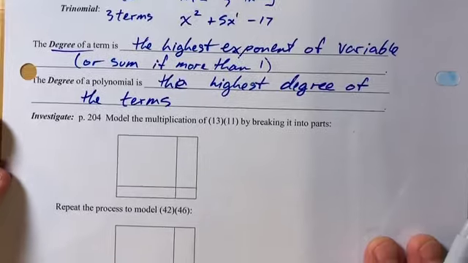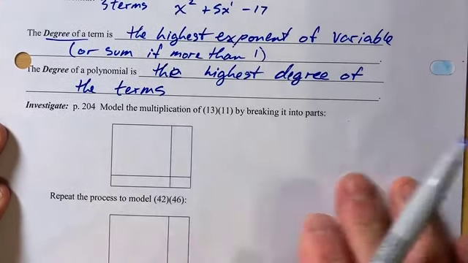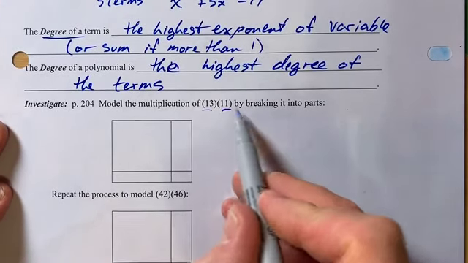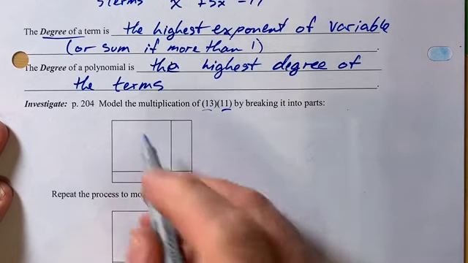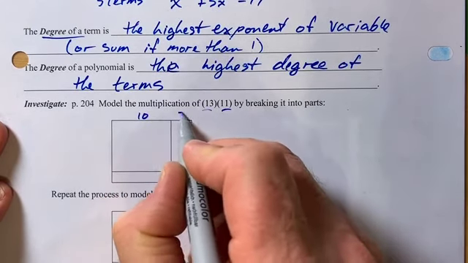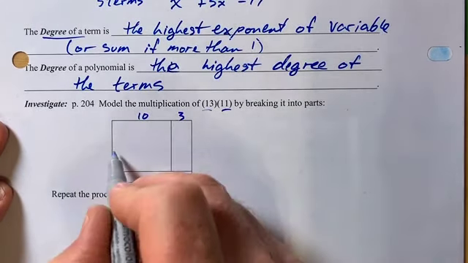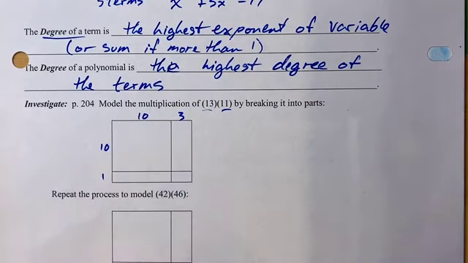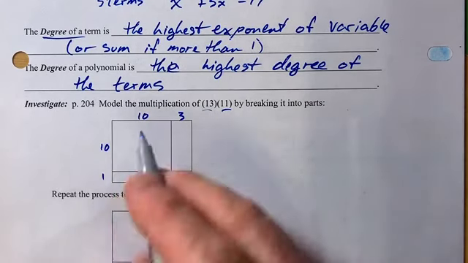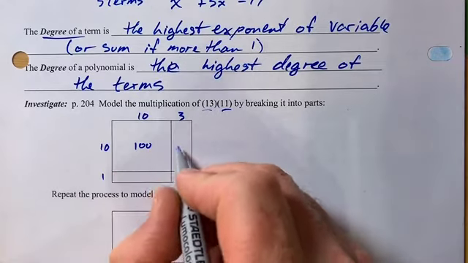Okay, so we can model multiplication. 13 times 11, you may have seen this before. 13 is 10 and 3, and 11 is 10 and 1. And if I think about area, 10 times 10 is 100, that's easy. 10 times 3 is 30.